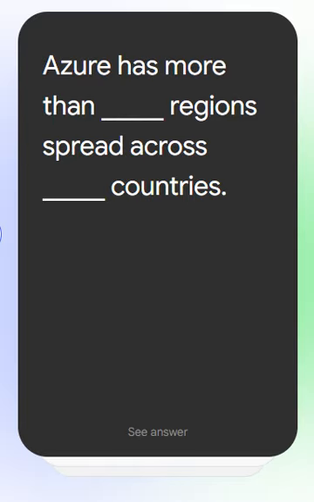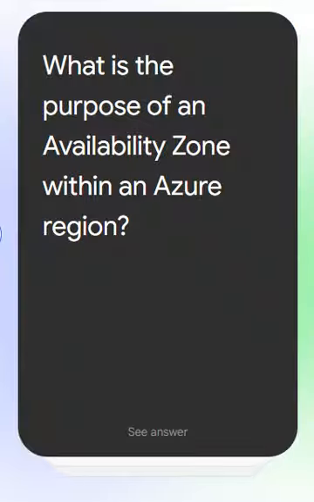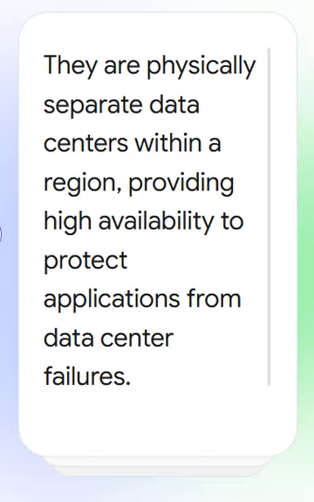Azure has more than 60 regions spread across 140 countries. What is the purpose of an availability zone within an Azure region? They are physically separate data centers within a region, providing high availability to protect applications from data center failures.